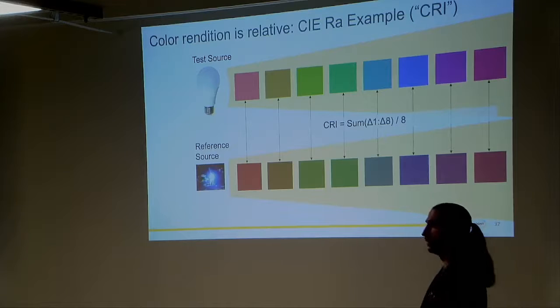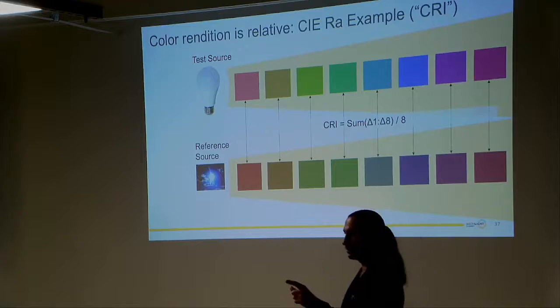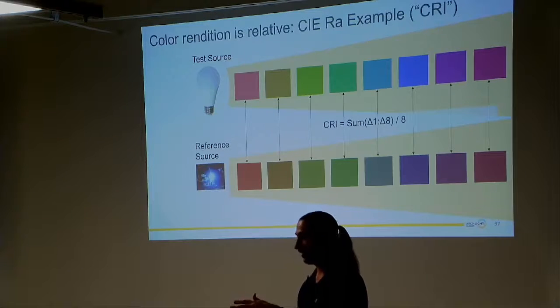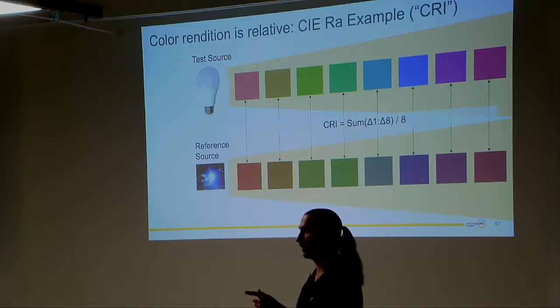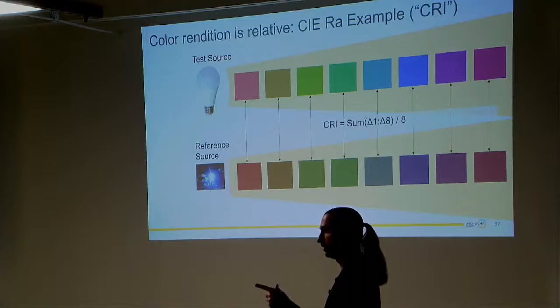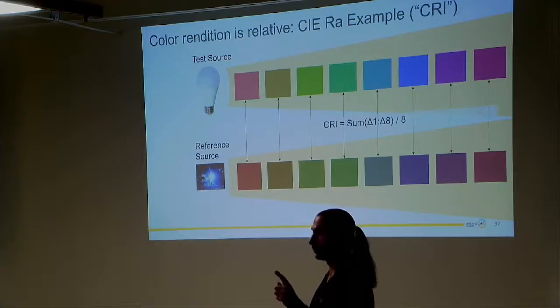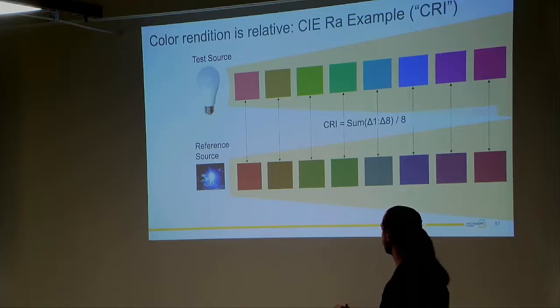So that's it. What this means is that CRI only tells us, on average, how far we are from the reference. Magnitude information only. How far are we from our reference illuminant? It doesn't tell us direction. And we're going to see that direction is critically important information in color science and in color rendering.